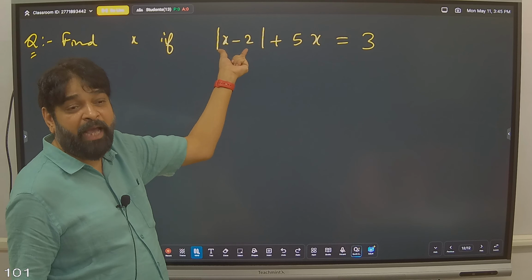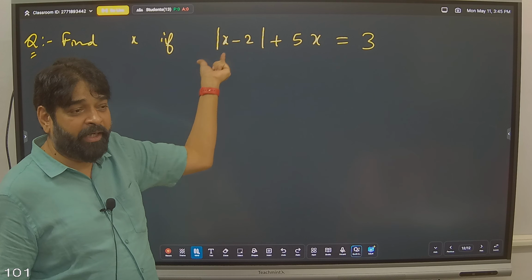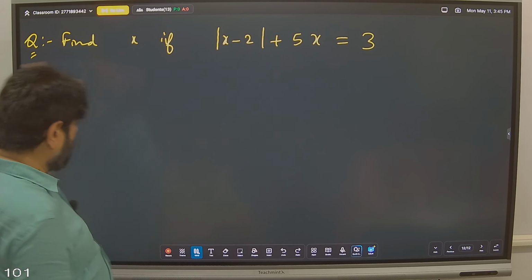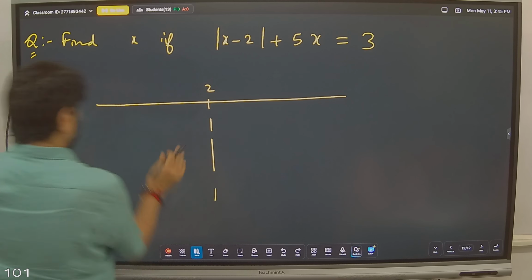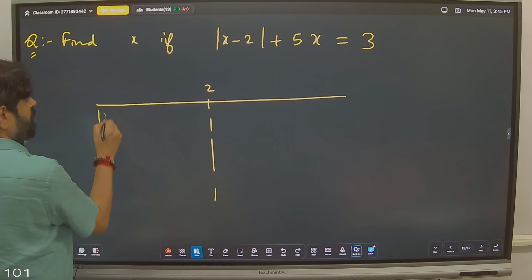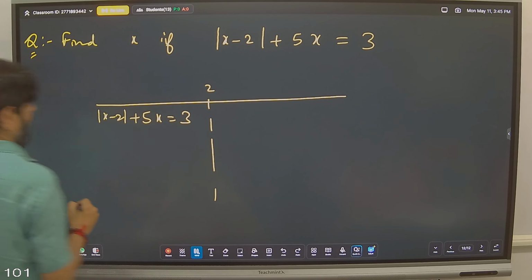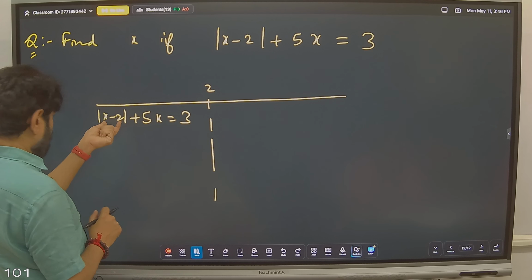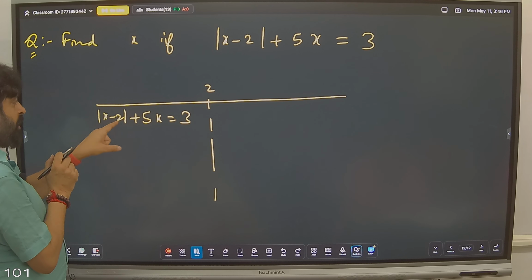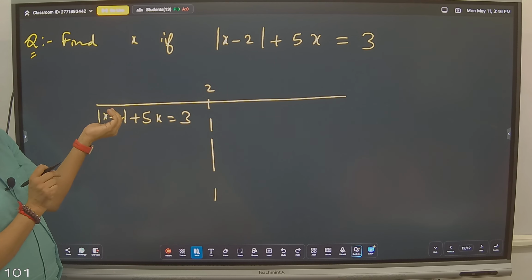This will change behavior at 2. Before 2 it's negative, after 2 positive. So we'll solve this question 2 times, before 2 and after 2. Before 2, write the question: mod of x minus 2 plus 5x equals 3. Please don't write yet. Before 2, I know x minus 2 is negative because we are solving this area. Are you able to understand?